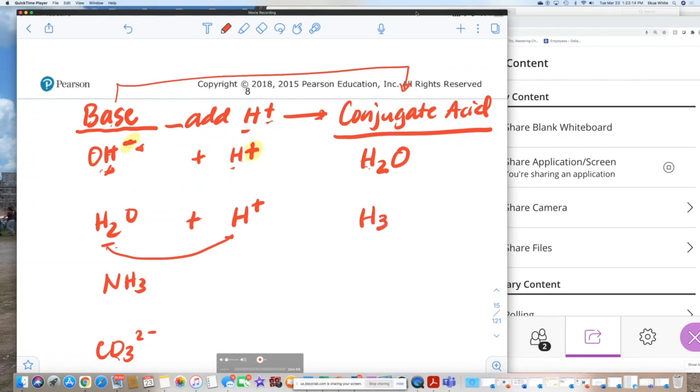Oh, my bad. Is my chair in the way? Am I crowding you? Sorry.